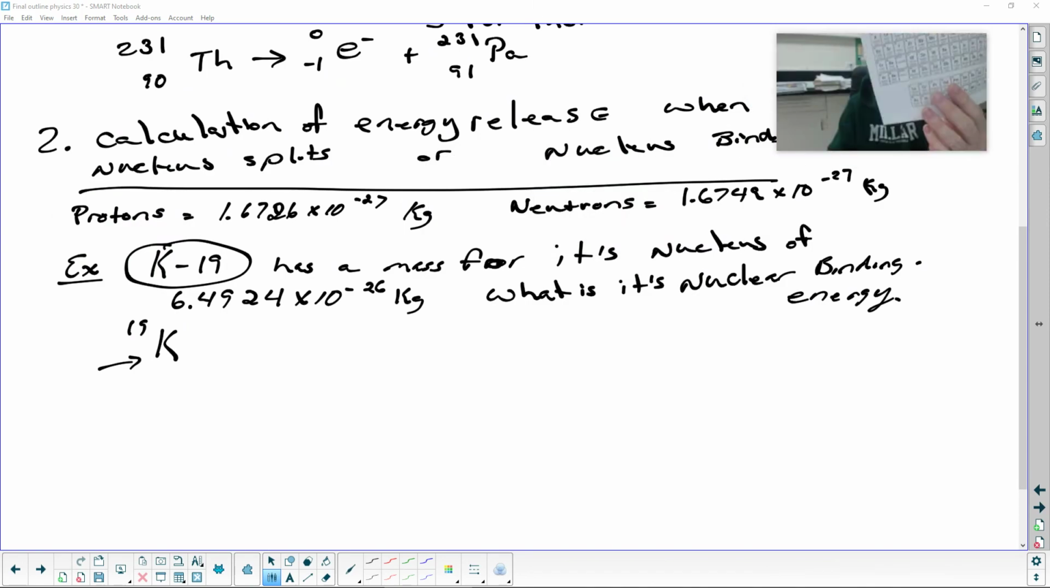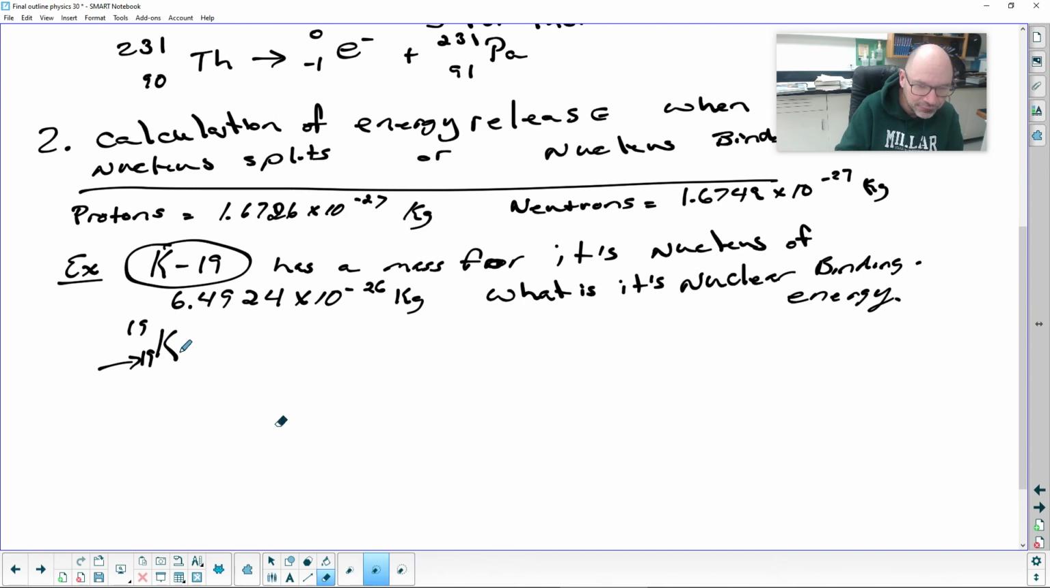Okay, so on this periodic table, K is element number 19. Wait, I can't have K19 there, I better change that. It is element 19. There we go. So let's put 19 there. Let's change this to a larger one, and I'll look up a larger one because we want some neutrons in there. We just don't want protons.